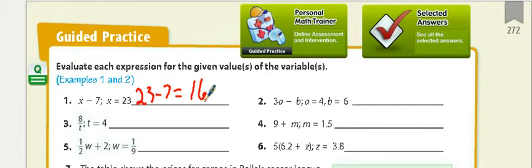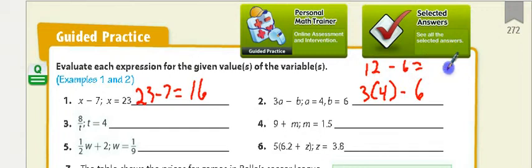And for number 2, we have 3a minus b. So we're going to have 3 times, what's the value of a? 4. 3 times 4 minus b, which is 6. 3 times 4 is 12. 12 minus 6 equals 6. Good job. Okay, go ahead and work through 3, 4, 5, and 6 and stop after that.